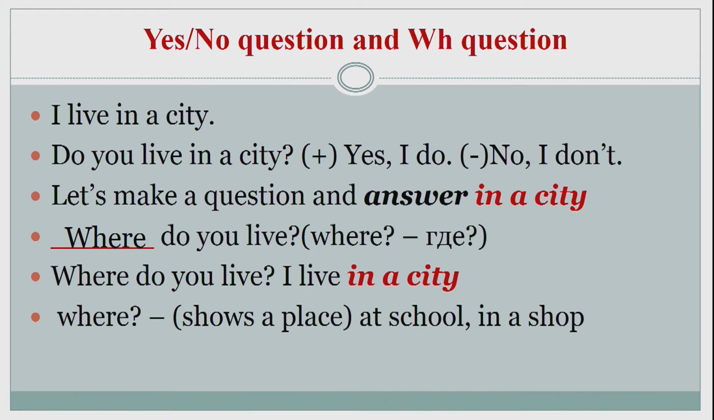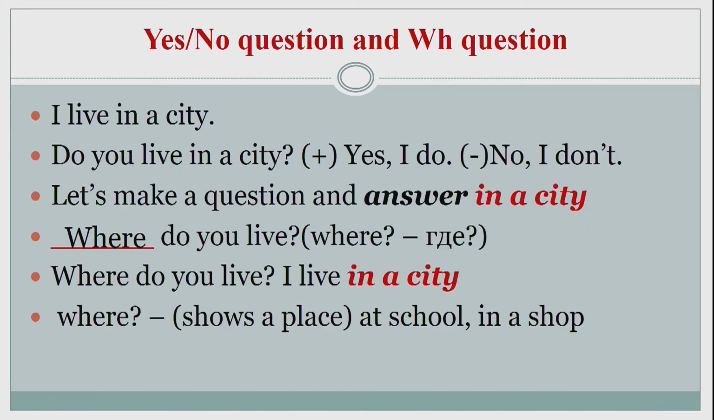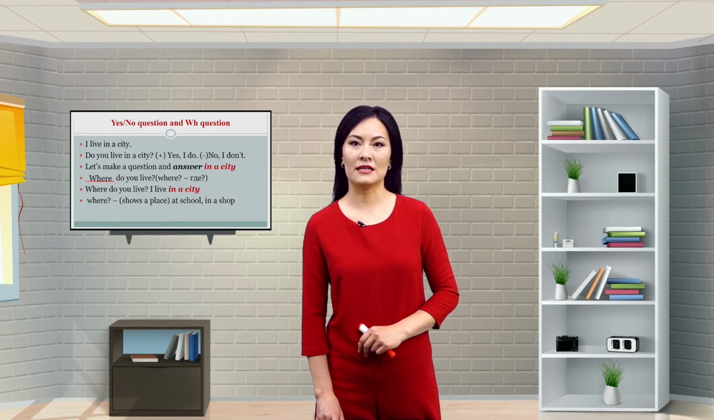Now let's make up a yes/no question. I live in a city. Do you live in a city? Yes, I do. Let's make a question to the answer "in a city." How can we make it? Do you live? What do we put? Right, you put the question word where. Where do you live? In a city. I live in a city.